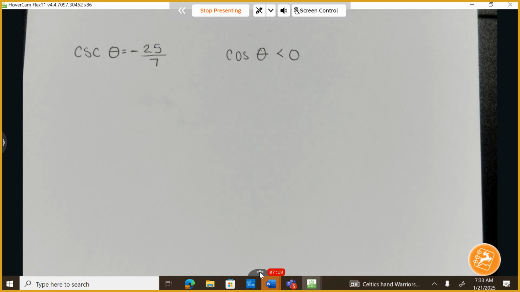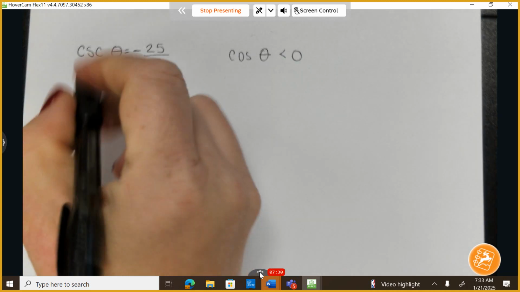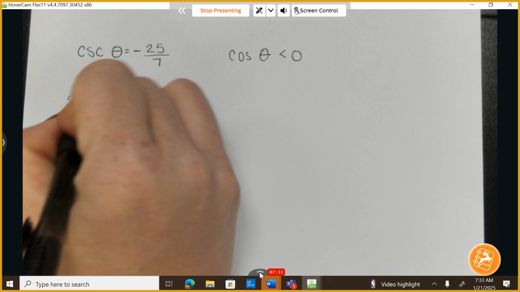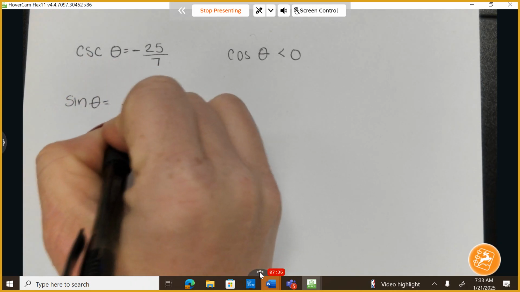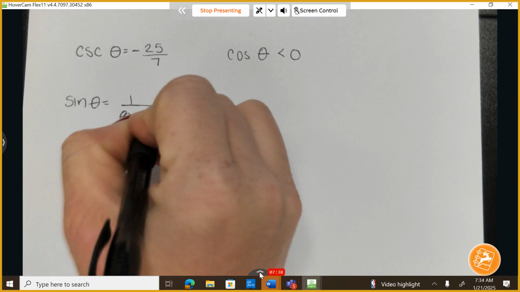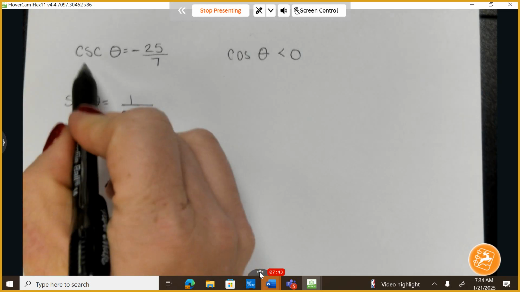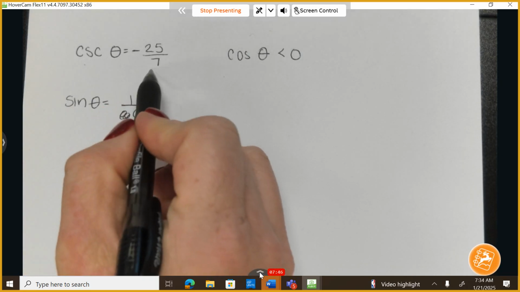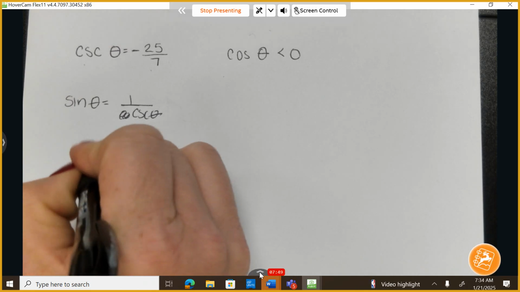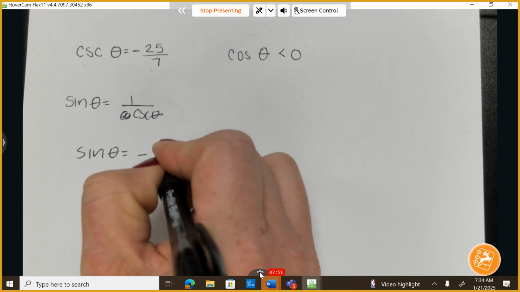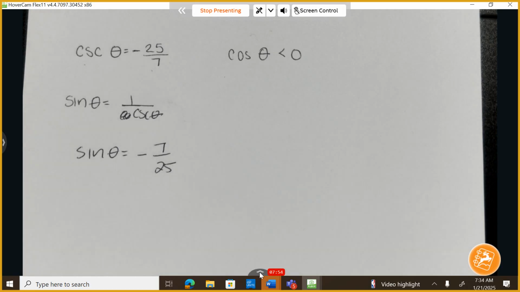In the last two remaining examples, we are going to evaluate only the sine, the cosine, and the tangent. So the 3 primary trig functions, and we're not going to use a calculator. So we need to figure out how to do this. So here's what I know. I know that the sine of an angle is equivalent to 1 over the cosecant. So if the cosecant is negative 25 over 7, that tells me that the sine of an angle will be negative 7 over 25. I'm just taking the reciprocal. I keep the same sign.